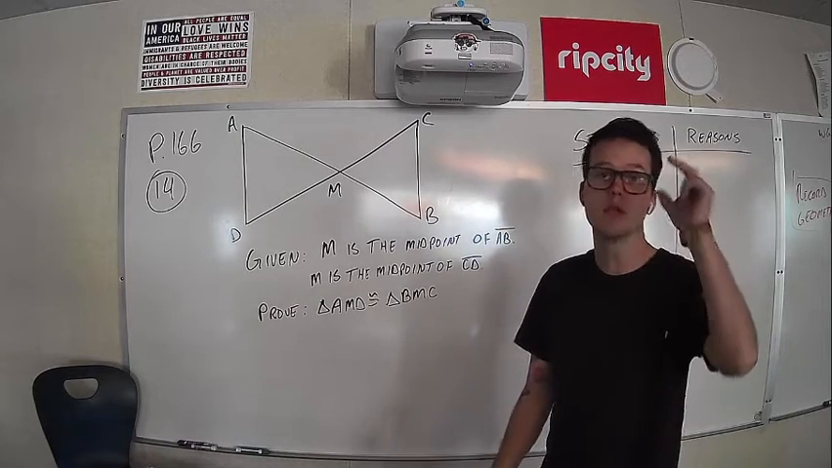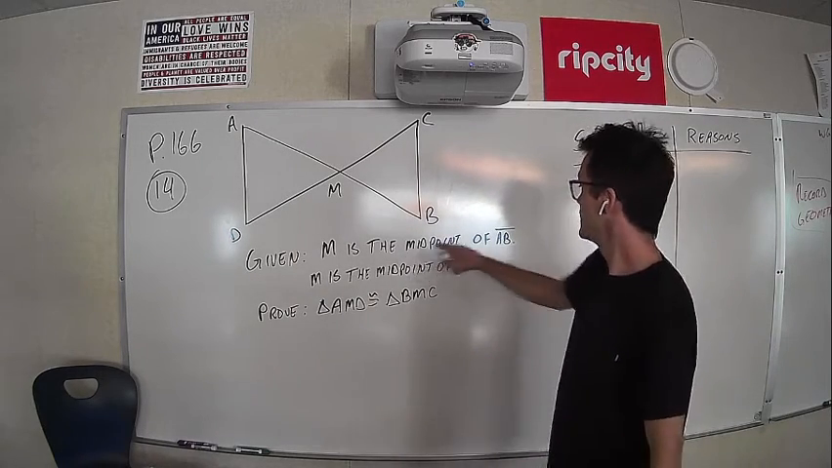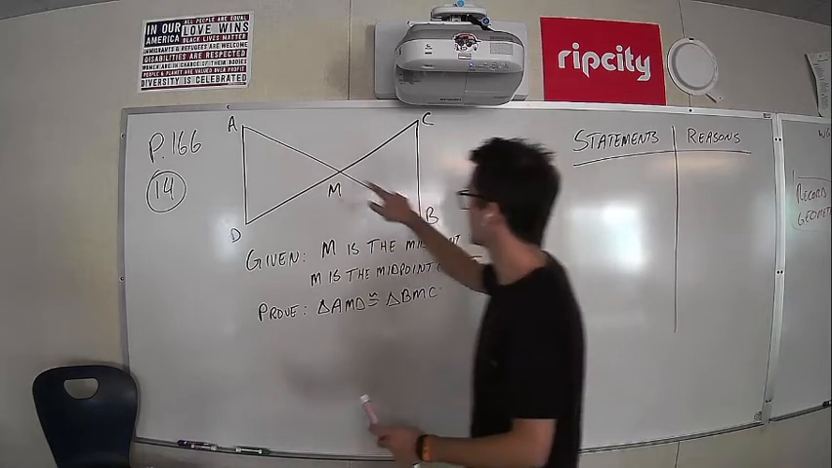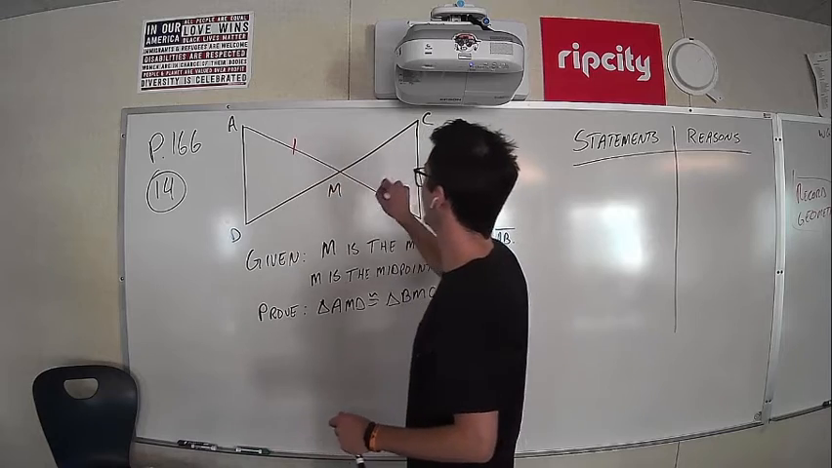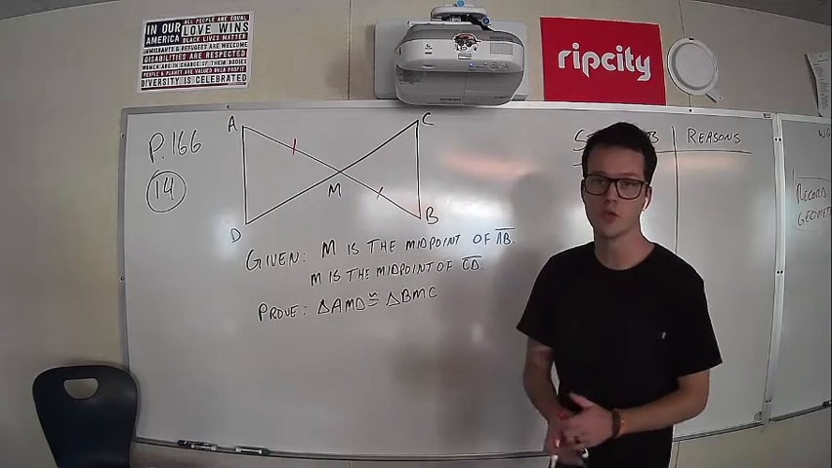We have two pieces of given information. First, M is the midpoint of AB. AB is this long line here. M is right in the middle. The consequence of that is that AM and BM must both be congruent side lengths.